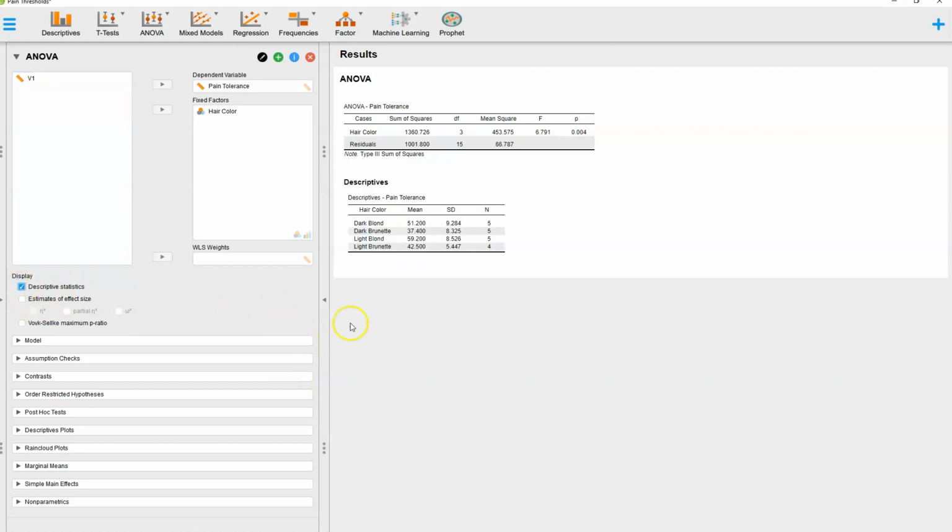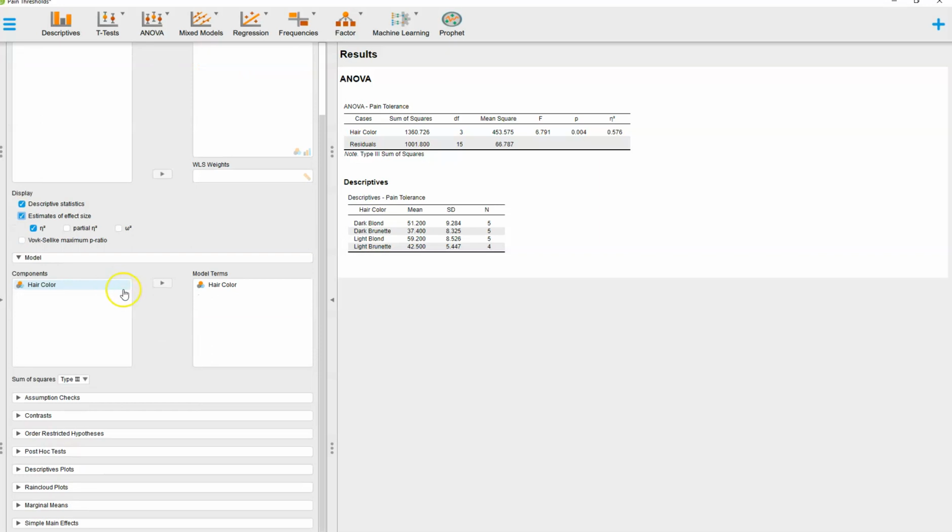Well, we're going to take a look at a couple of things. We might want to look at the descriptive statistics. This could potentially point us to where our differences are. We have a big difference between 51.2 and 37.4. An even bigger difference between 59.2 and 37.4. So it gives us an idea where to look, but we don't have any confirmation of that yet. We have standard deviations, and then of course we have the number of examples.